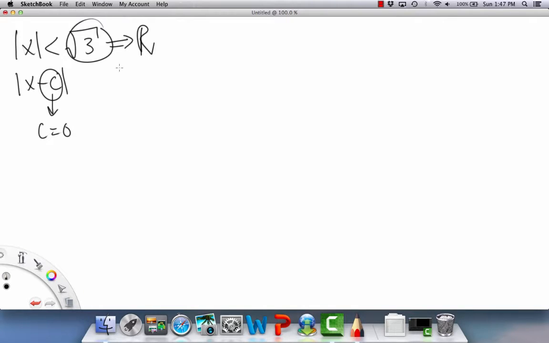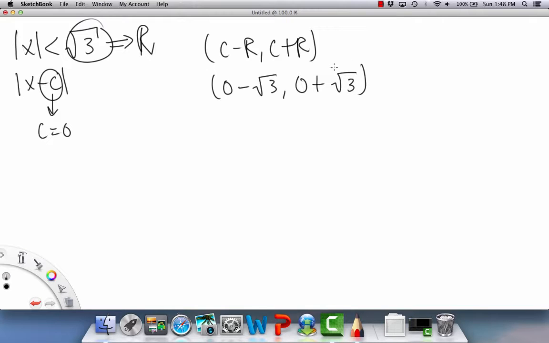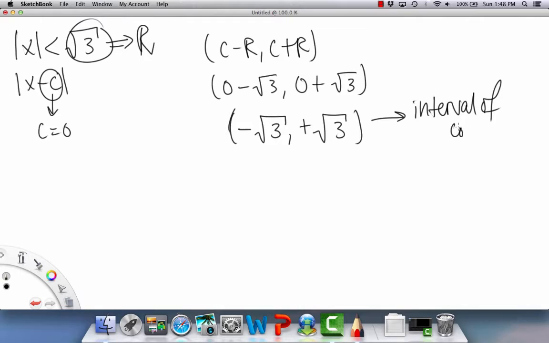Center equals 0. So our interval is going to be c minus r to c plus r, which in this case is 0 minus radical 3 and 0 plus radical 3, okay? So in this case, our interval is just going to be negative radical 3 to positive radical 3, okay? And this is centered around 0. All right, so this is our interval of convergence.